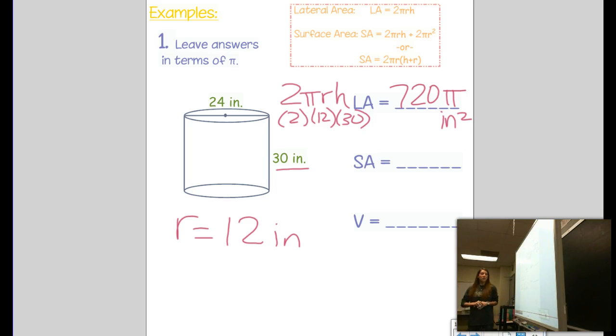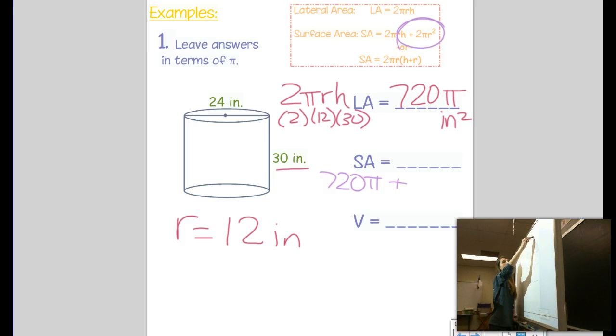Okay. The cool thing is, guys, when you've already found the LA, you've done half the work. So to find the surface area, you take the thing you already found, and then what do you add to it? 2 pi r squared. 2 pi 12 squared.